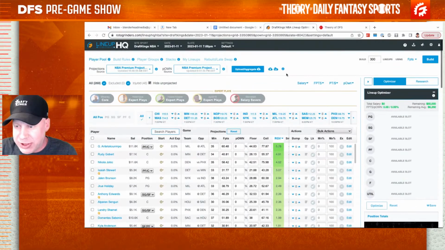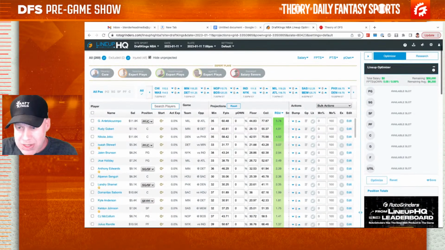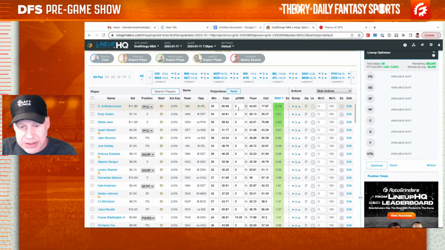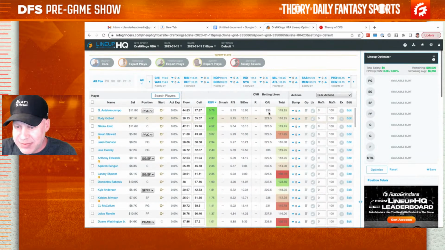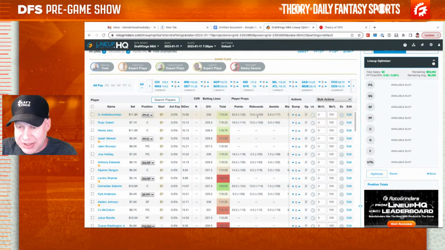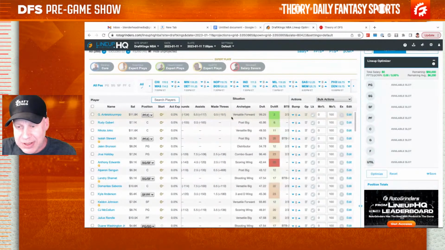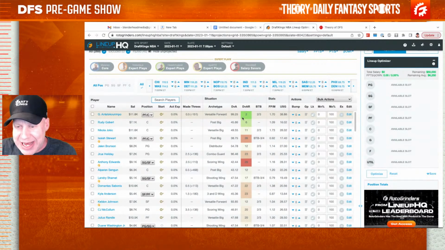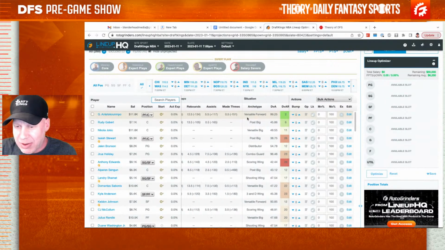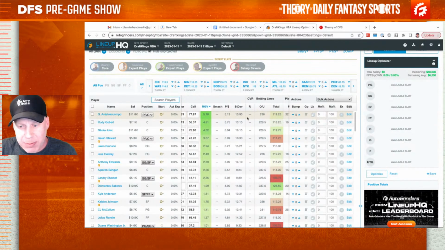But Lineup HQ basically has everything for you to build lineups, as well as, in NBA, the minutes, the mean projection, the projected ownership, floor, ceiling, and some of these other columns if you wanted to take a look. Obviously, we have player props and situation, different types, DVA and DVAR, and all this other stuff that you can see per player in Lineup HQ.